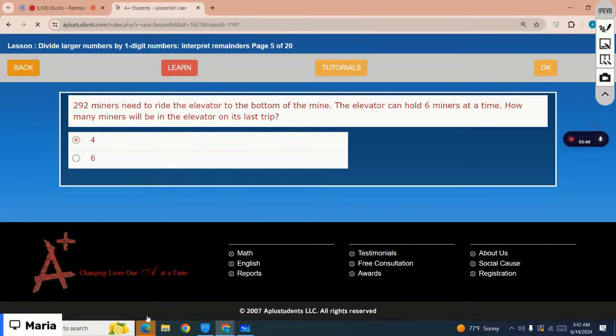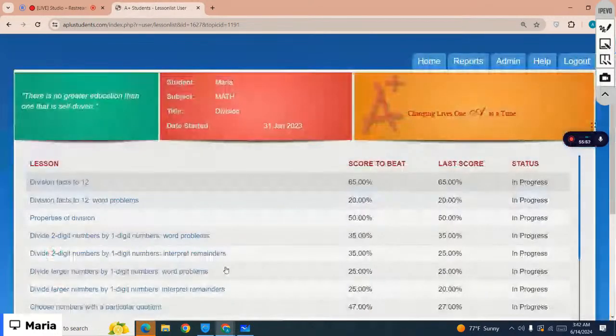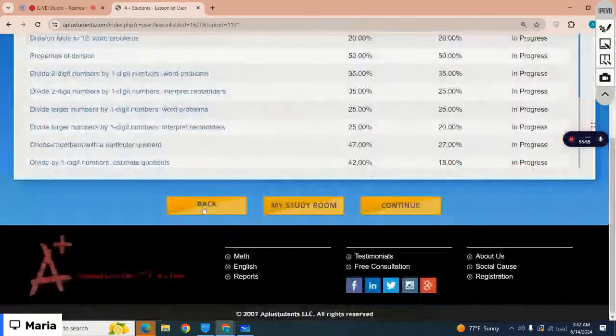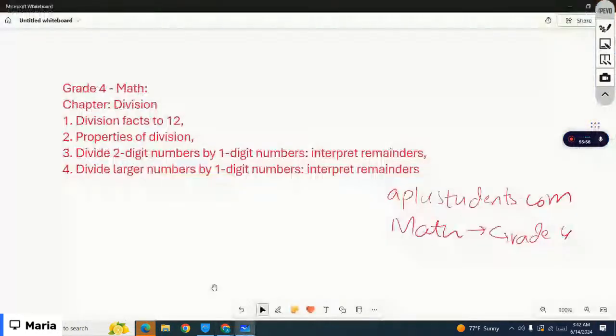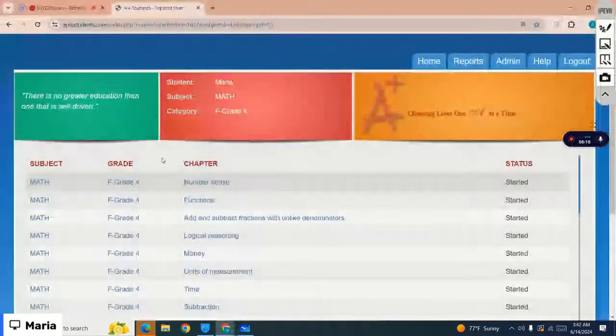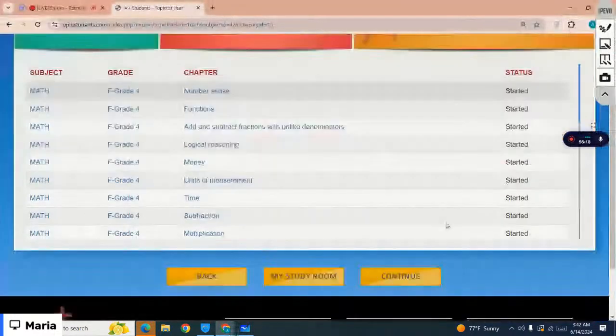So we were working on grade 4 math. The chapter we were working on is division, and the lessons we have covered today are division facts up to 12, properties of division, divide two-digit number by one-digit number, interpret remainders, divide larger number by one-digit number, interpret remainders, right? So please make sure before the next session you complete all the practice questions for the lessons we did today. That is your homework until next session, right?